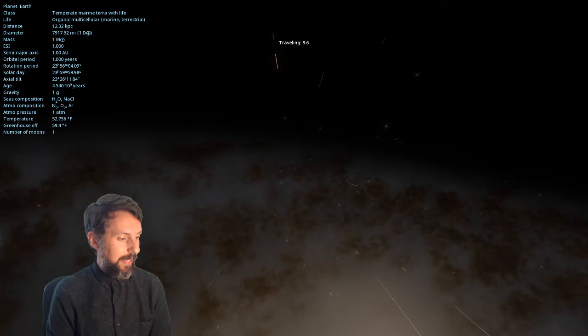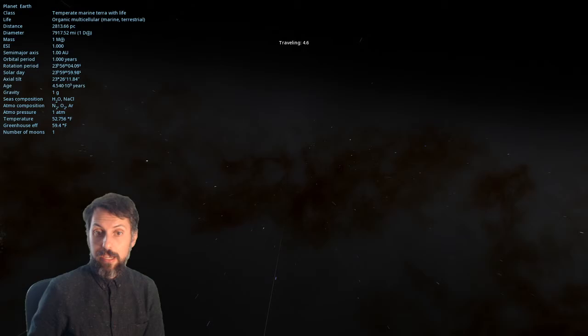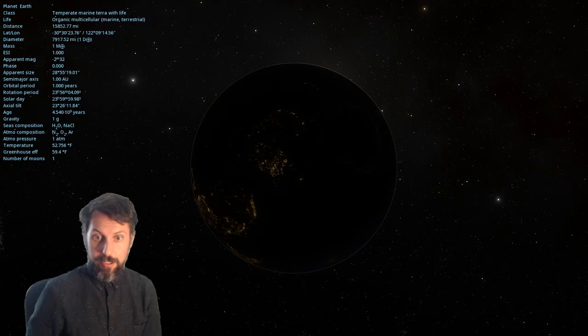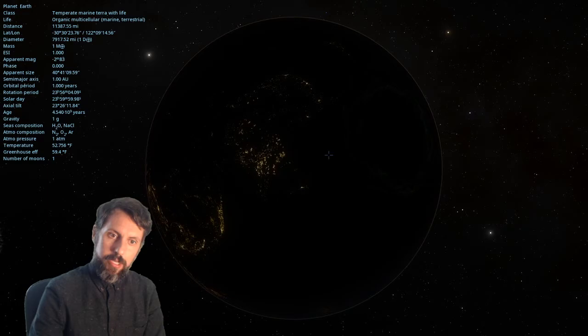What I want to do is start by actually looking at what the Milky Way looks like from the Earth, right? We'll get back to the Milky Way in a second. Here's the Earth. We're on the night side as of right now. I think this must be Australia right here.